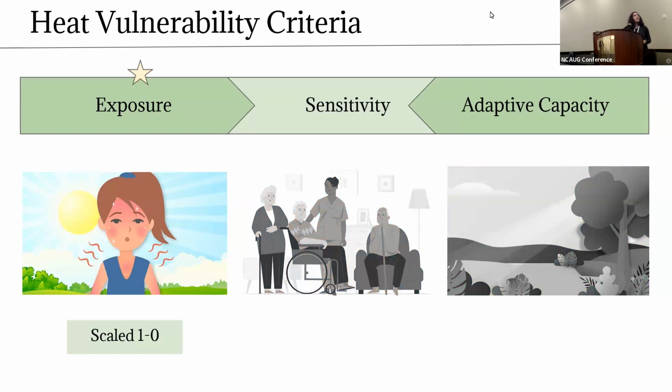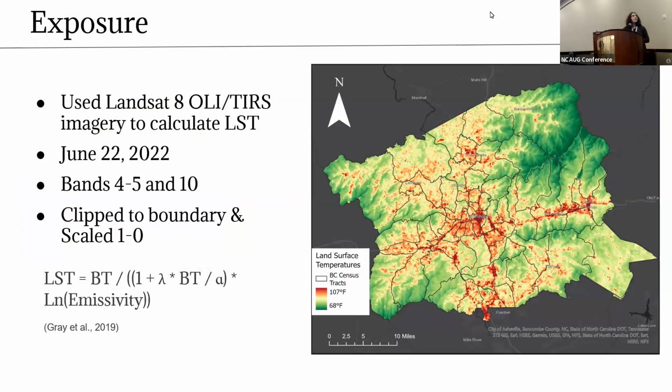And so the first criteria I want to go more in depth on is exposure. So for exposure, I created a land surface temperature map using satellite imagery from the Landsat 8 satellite. To do this, I looked through about 4 different years' worth of data to find a day that met the needs that I needed for this. It needed to be a day where the satellite passed completely over Buncombe County, where it was a relatively hot day, preferably in the hottest months of the summer, as well as on a day where it wasn't raining, which was the hardest part.